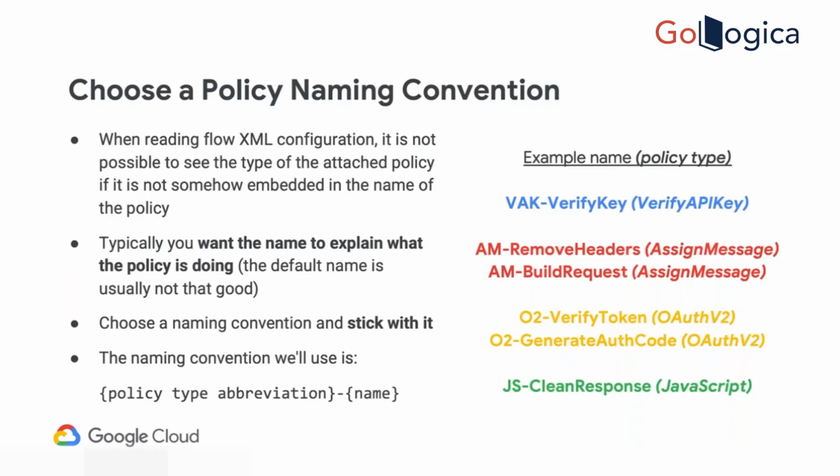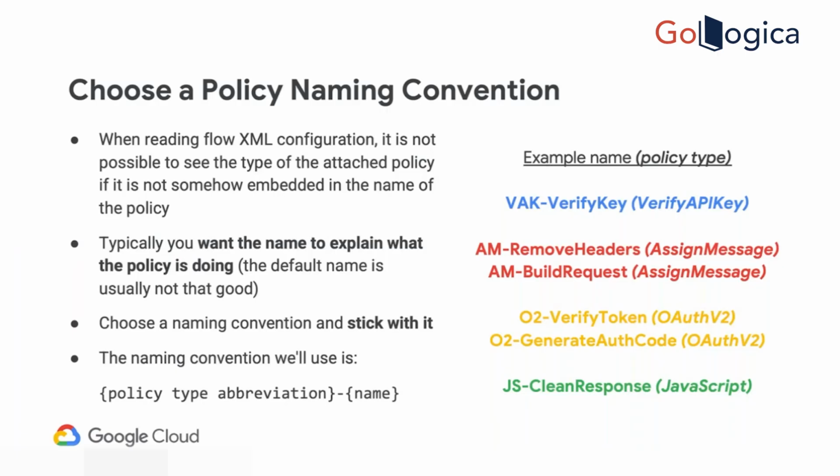Part one is the policy type abbreviation. For example, Verify API Key is VAK, Assign Message is AM. And the second part is what activity it is doing. So first, what is the policy type, the short abbreviation, and second, what activity that policy is doing.